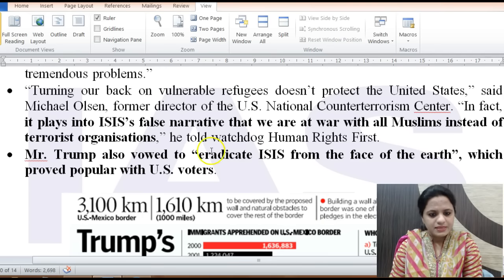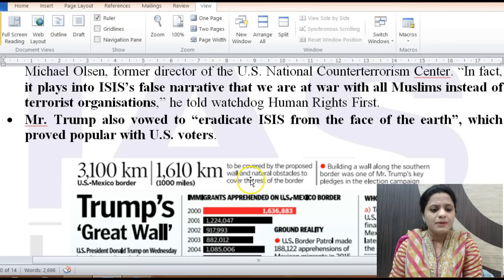Mr. Trump has also said that he would eradicate ISIS from the face of the earth, which has seen him being supported to such an extent by US voters as well. But critics also say that if you target Muslims, then you are bringing in IS as the representative of Muslims, which the Western world is refuting, that ISIS does not represent Muslims, but is a sole terrorist organization. But taking all the Muslims into one fold and linking it to IS would result in IS getting approval of its narrative that it is representing all the Muslims of the world. So that is what the experts are also warning against.